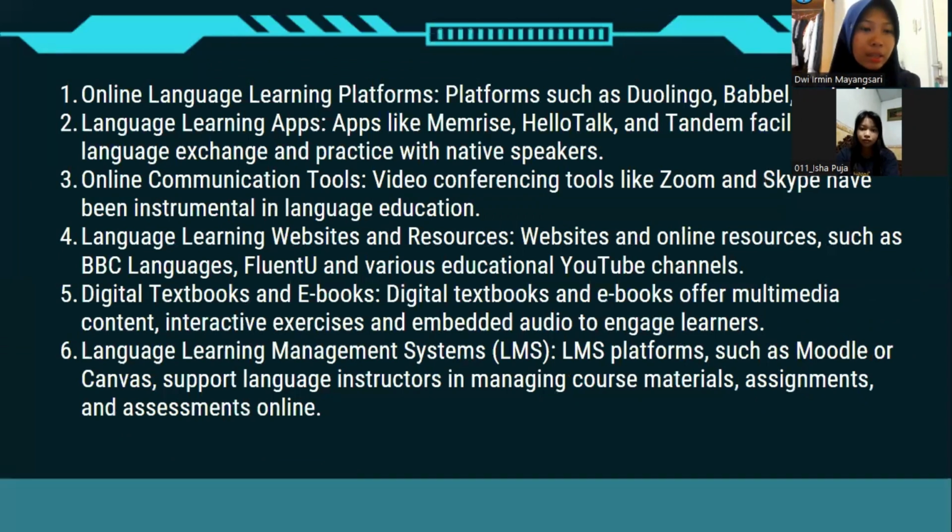There are 6 examples here. The first one is online language learning platforms. Examples of that are Duolingo, Babbel, and others. These platforms often use gamification, artificial intelligence, and machine learning to personalize learning paths based on individual progress and performance.